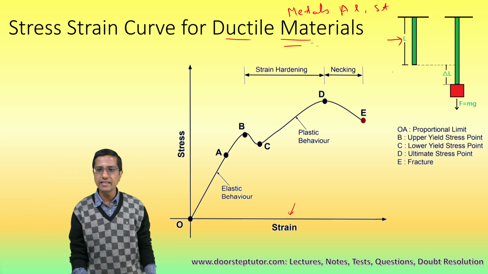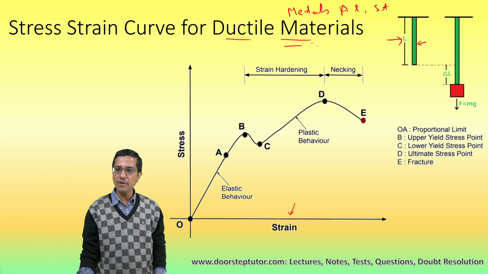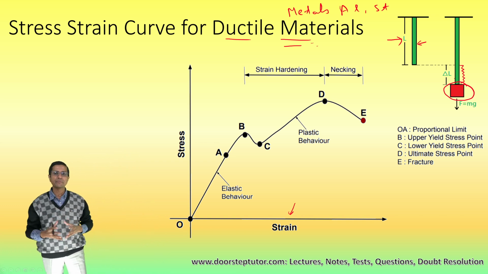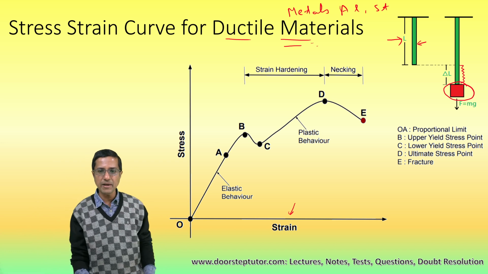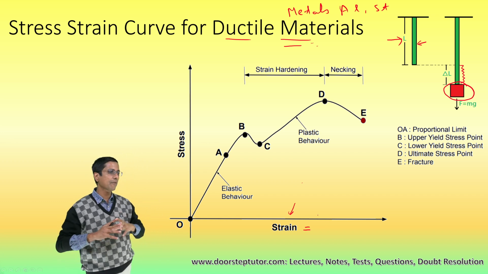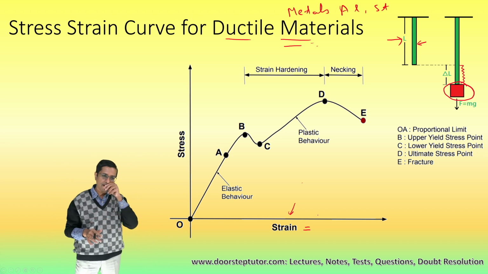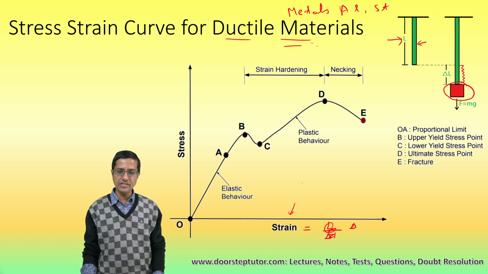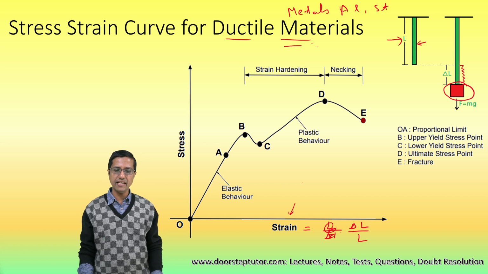Here in this metal bar, I am applying a force, and because of this force the metal bar is expanding, its length is changing. This change in length divided by the original length is a measure of strain. There are several measures of strain. For our purposes, we'll keep things simple, and this is the picture which should come to your mind: strain is delta L by L, the change in length divided by the original length L.